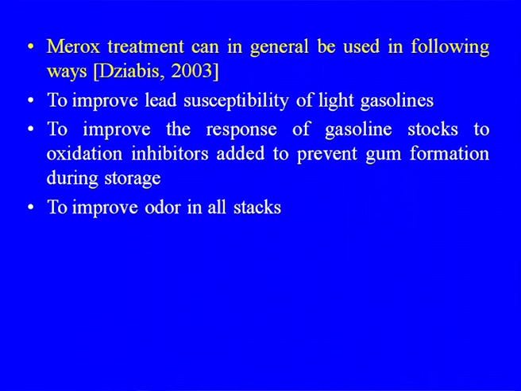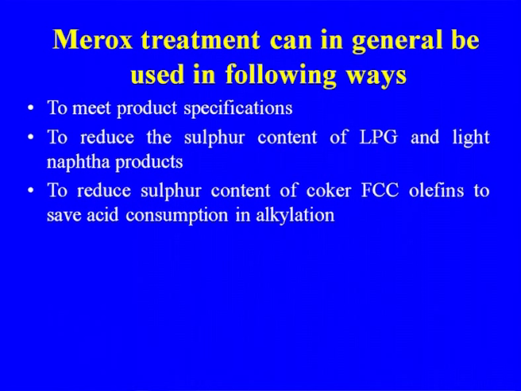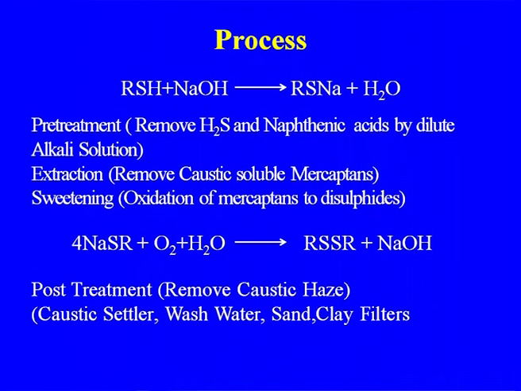The Merox treatment unit can in general be used to meet the product requirement, to reduce the sulfur content of the coker and FCC olefin, and to save acid consumption in the alkylation process. This is the process that we are using: the pre-treatment, extraction and sweetening. These are the reactions that take place. You are treating with NaOH, sweetening, oxidation of the mercaptans to disulfide. These are some of the reactions taking place in extraction, and this is the caustic we are using for the extraction.